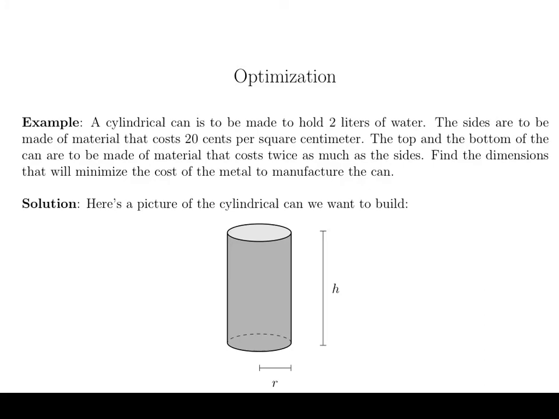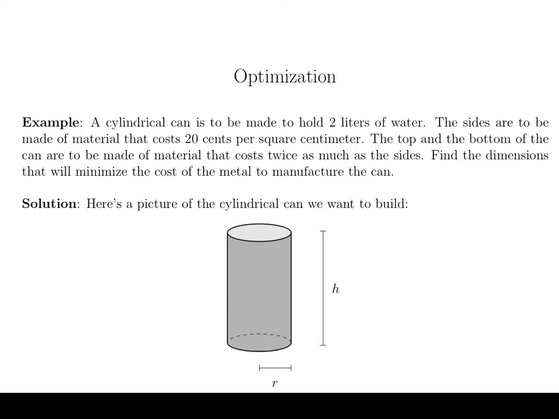So this is a rough sketch of the cylindrical can that we want to build. Now it may be of different dimensions than this. It may be short and squat. It may be something in the middle. Now we have the freedom to choose these things, the values of R and H, as long as in the end we make something that holds 2 liters of water.